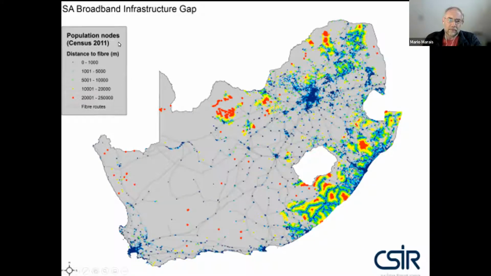So this is the 2011 census, and it shows the distribution in South Africa of where people are and where fiber networks are. If you look at the fiber routes, these are the spider webs, and this map tells you your distance from a fiber. The fiber is the backbone, so how far are you away from a fiber? Now, obviously, if you're in Cape Town, you're in luck. You're in the 0 to 1 kilometer range from a fiber for the whole of Cape Town, the metros.